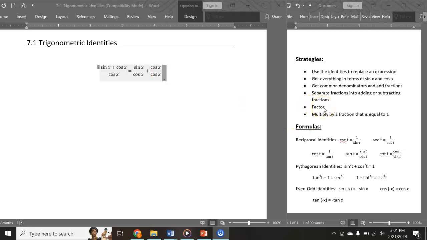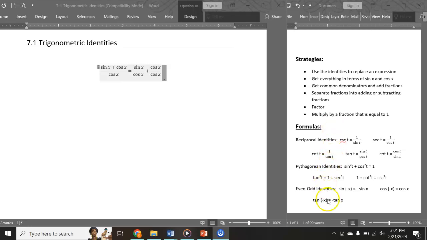The next strategy is to factor, so I can use quadratic factoring on some of these, or factoring by GCF. Another strategy is to multiply by a fraction that is equal to 1. So those are my strategies, and you'll see me use those throughout, and I'll refer back to that.